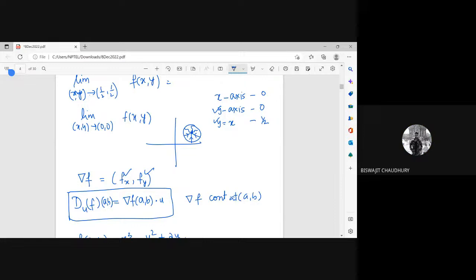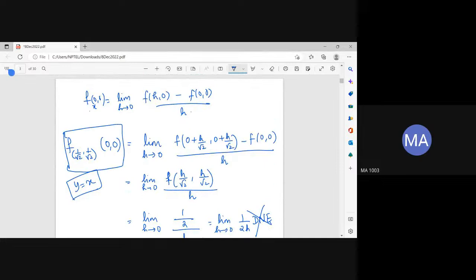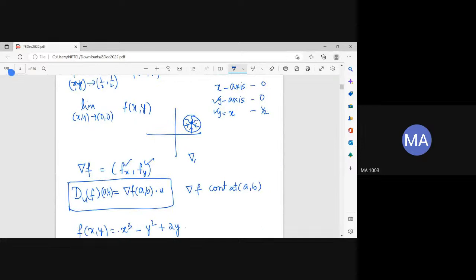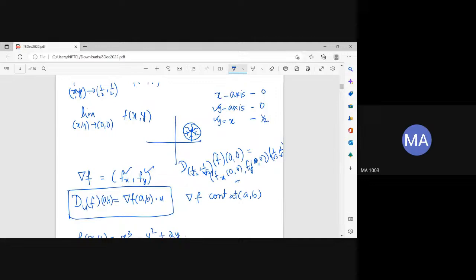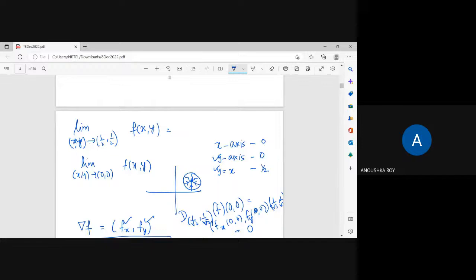Ma'am, will you please repeat the last line you said? Yeah. In this previous problem, do you agree that the directional derivative along 1 by root 2, 1 by root 2 does not exist? Yes, ma'am. Suppose I was using this formula, I would have written that as fx at 0, 0 comma fy at 0, 0, dot 1 by root 2, 1 by root 2, right? This fx at 0, 0, we calculated it to be 0, right? Similarly, fy at 0, 0 you would have got 0. So the answer is 0, right? Yes, but ma'am, we just showed that it does not exist, right? So what is the problem?